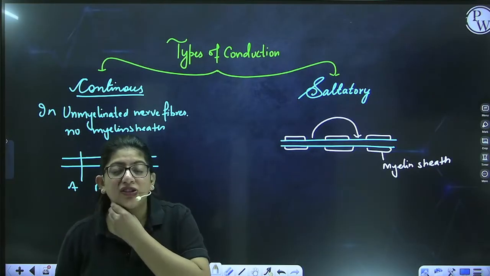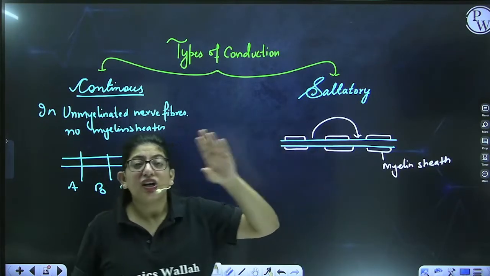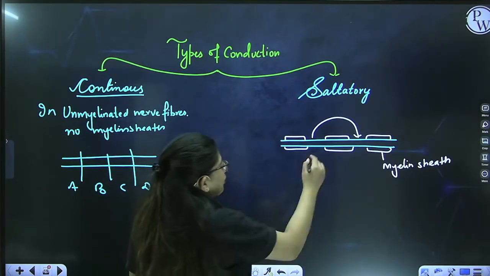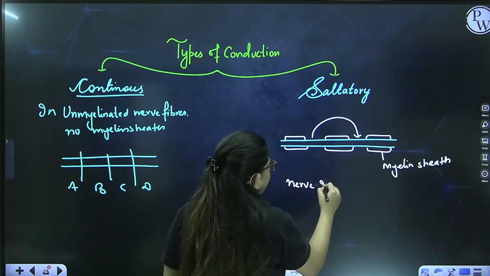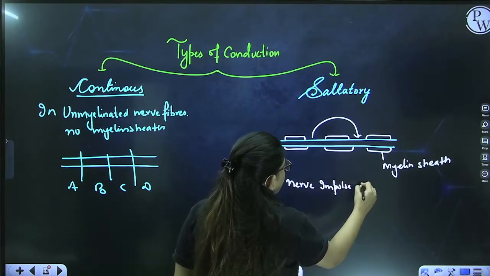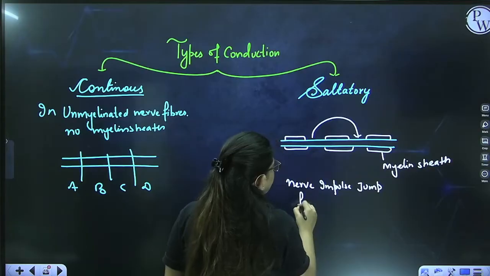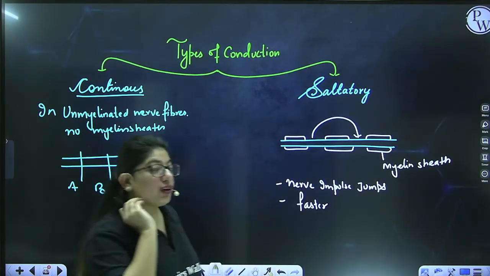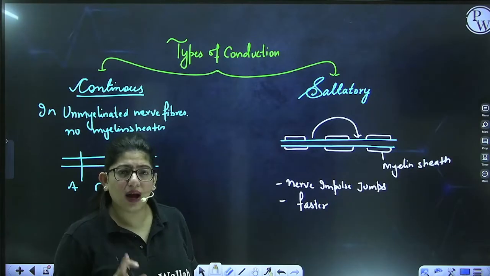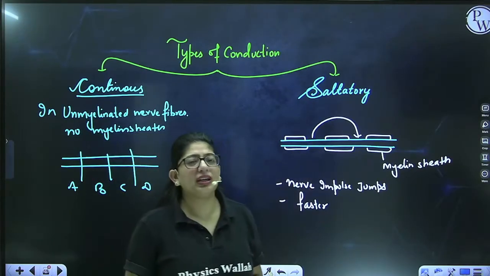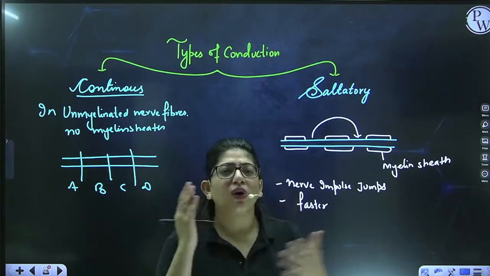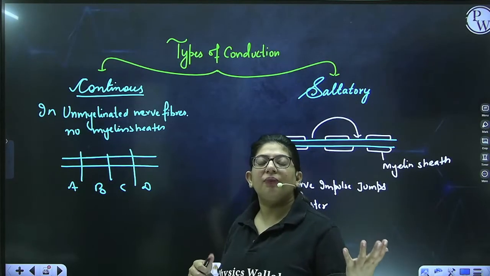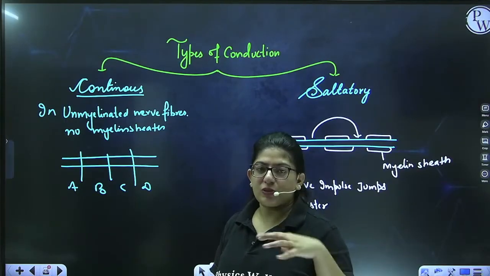That's why its name is saltatory conduction. Saltation means jumping, right? So, here the nerve impulse jumps. So, what do you think? Which one is faster? This one is faster. Why? Because it is jumping and it will also use less energy. Why? Because only a few segments have been depolarized. So you don't need to use a lot of pumps. The more pumps you use, the more ATP is used, because pumps always use ATP.